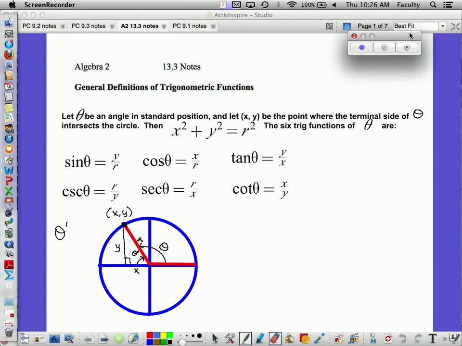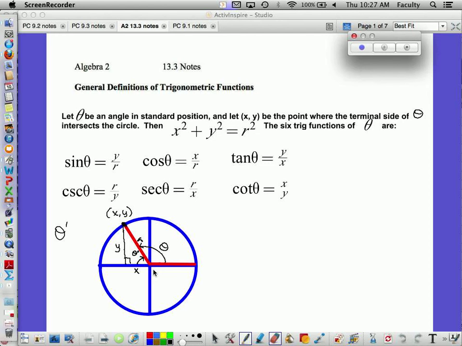So 13.3 notes. It says, let theta be an angle in standard position, and let (x, y) be the point where the terminal side of theta intersects the circle. So I want you to look at my diagram. I've got a point (x, y), and it's saying that (x, y) is on the terminal side of the angle in standard position. Remember, standard position means it starts at the positive x-axis.